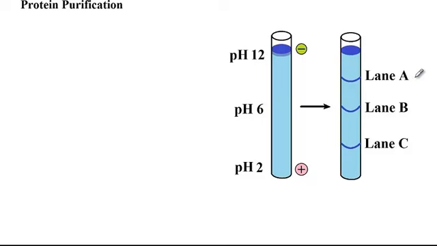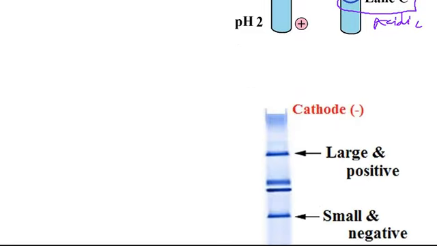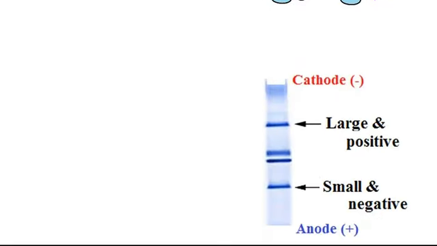So in this example, for instance, we have a basic amino acid or protein structure, versus in lane C, we have an acidic one. And then finally in lane B, where the isoelectric point is close to 6, we have a neutral amino acid or protein structure.